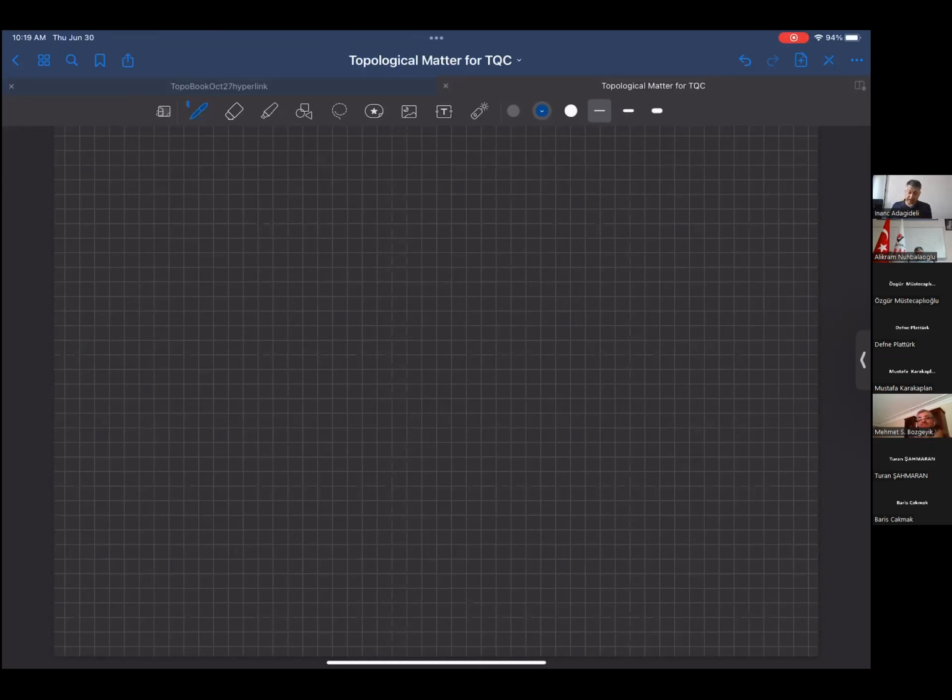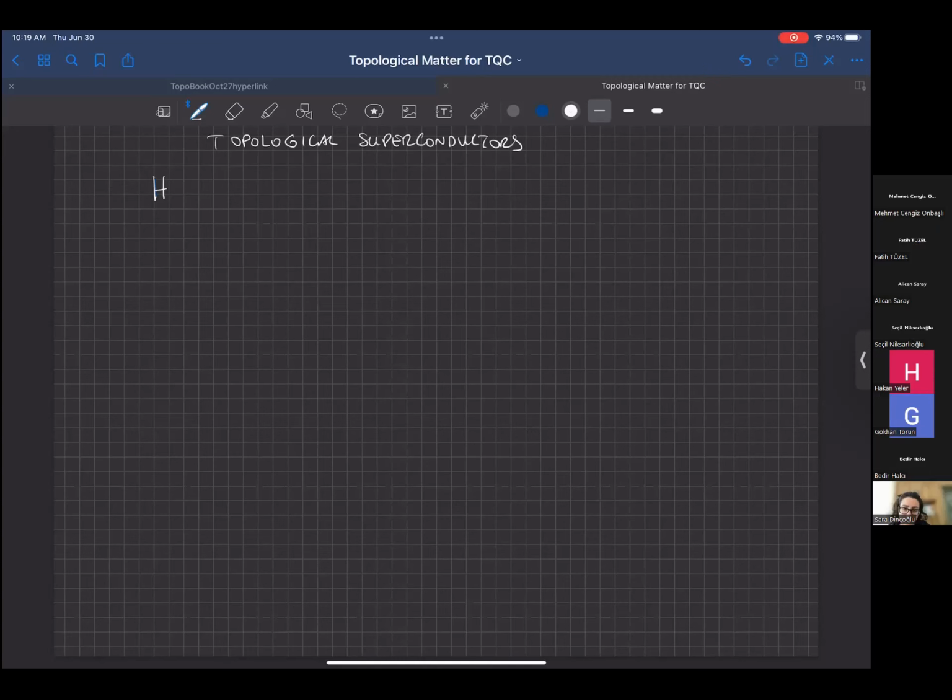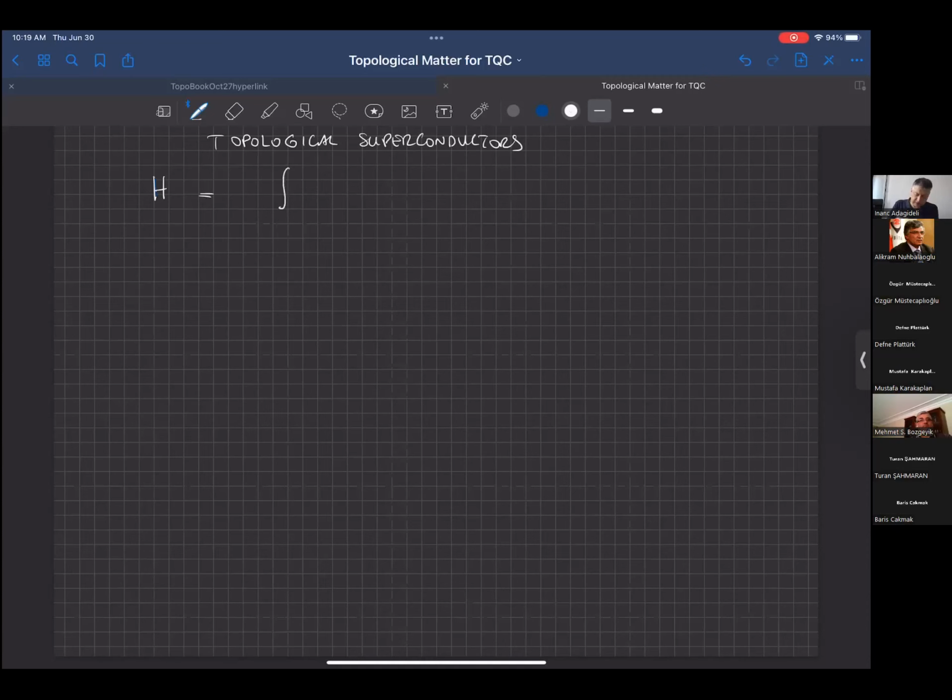So now we have topological superconductors. We start writing a Hamiltonian. I'm going to write it in this way, typically an integral or sum over all quantum numbers. And typically what you have is a Hamiltonian in the center. I'm going to assume that I have a single spin species, so there are only, let's say, up spin electrons. Now the up spin electrons would have a Hamiltonian like this.